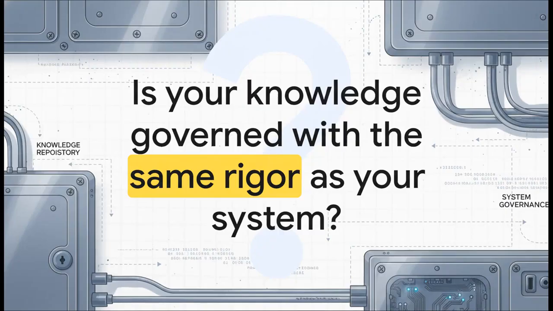And that kind of leaves us with one final question to chew on. In your own world, in your own environment, right now, is the life cycle of your knowledge being governed with the same rigor as the system that relies on it? Or is it just a ticking time bomb of decay, waiting to give you the perfect answer to yesterday's question?